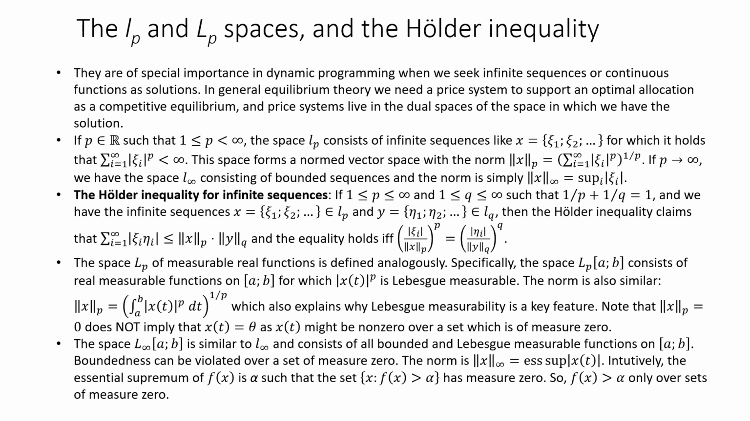In this case, we use the essential supremum, which is similar to the supremum. So we exclude those parts of the interval AB, the measure of which is 0. So simply put, we say that the essential supremum of a function is alpha, which means that the function can be higher than alpha only over such parts of the interval AB where the measure is 0.